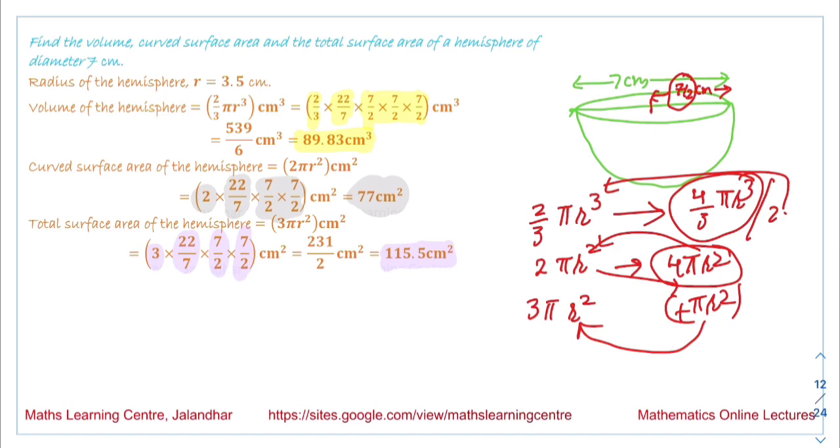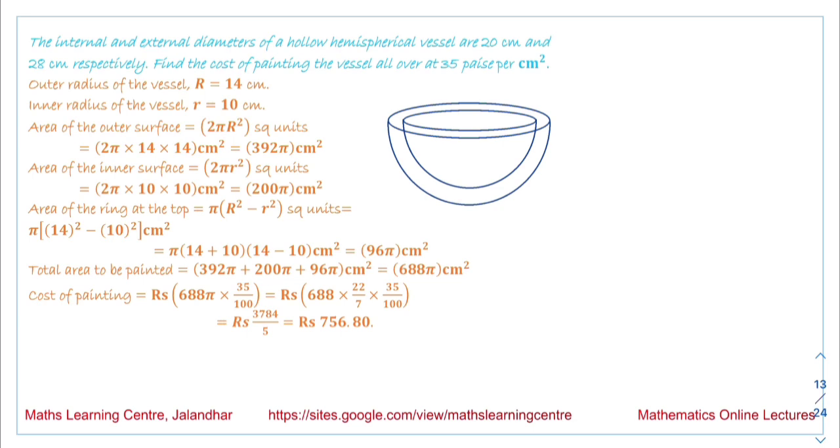Next is the internal and external diameter of a hollow hemispherical vessel. We are talking about the internal diameter over here, so it means we are talking about this internal radius, it is 10 centimeters. And this external radius over here is 14 centimeters. The cost of painting the vessel all over is at 35 paise per centimeter square. So we have to find the total surface area of this hemispherical vessel.